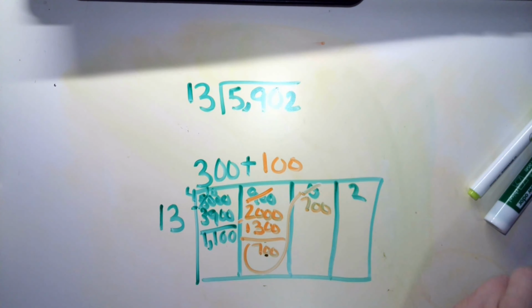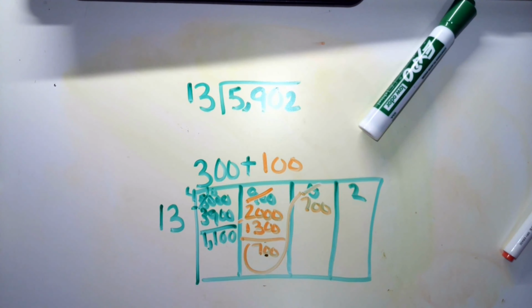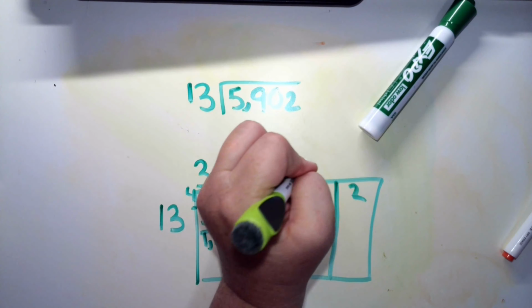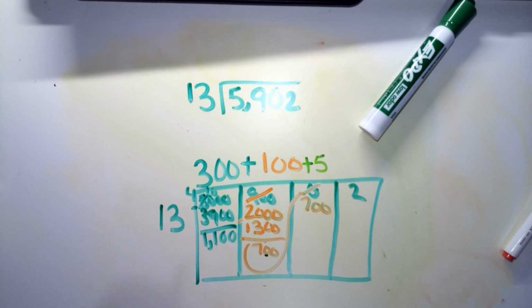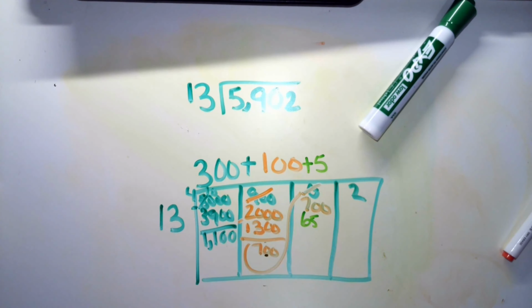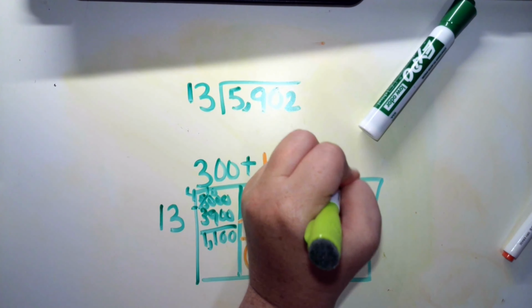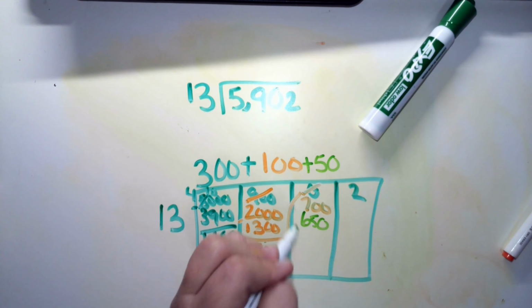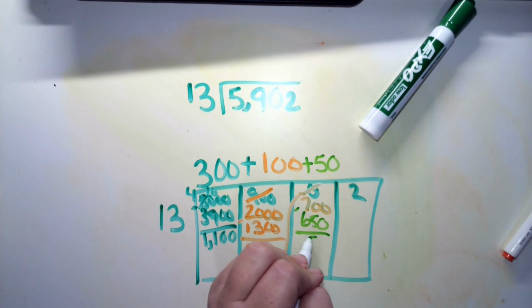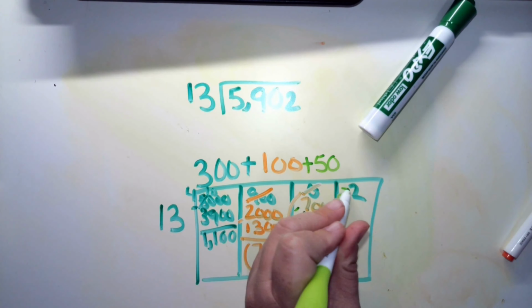Okay? This is where those math facts come in handy. I know that 13 times 5 is 65. So I'm going to put a 5 up here, and I'm going to put my 65 here, and I have 1 0. So I can add a 0 here, and I can make that a 50. 700 minus 650 gives me 50 left. And I'm going to take that 50 and I'm going to add it to my 2.